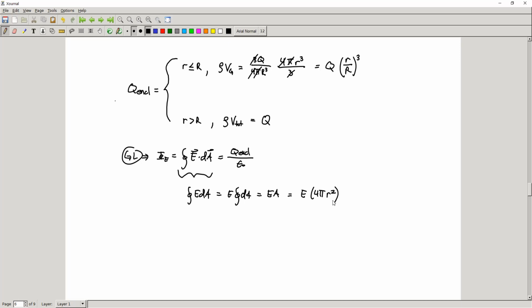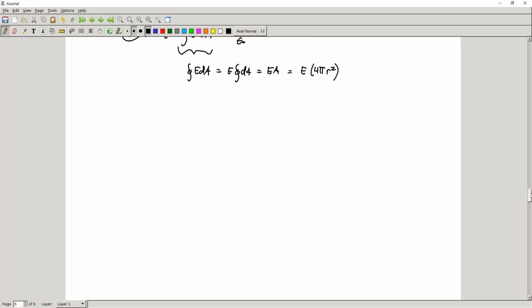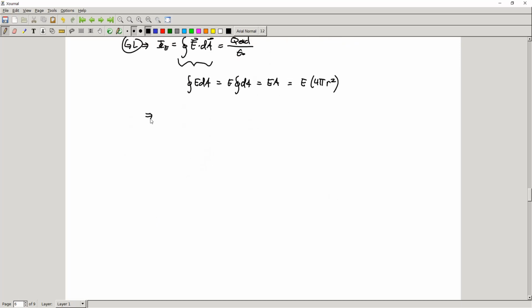And so this is great. We can just substitute this result back in for the integral and include the right-hand term, and so we end up with E 4 pi r squared is equal to Q enclosed over epsilon naught, right? And so we just talked about how Q enclosed is piecewise defined, and so this result is going to be piecewise defined.